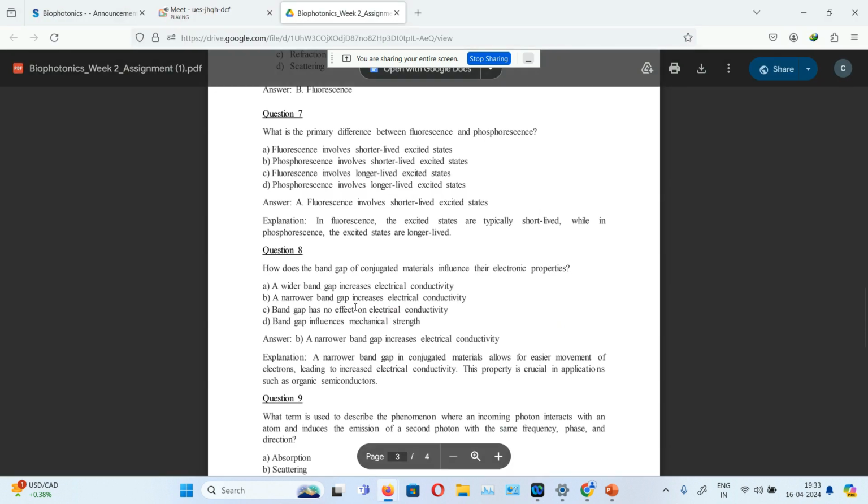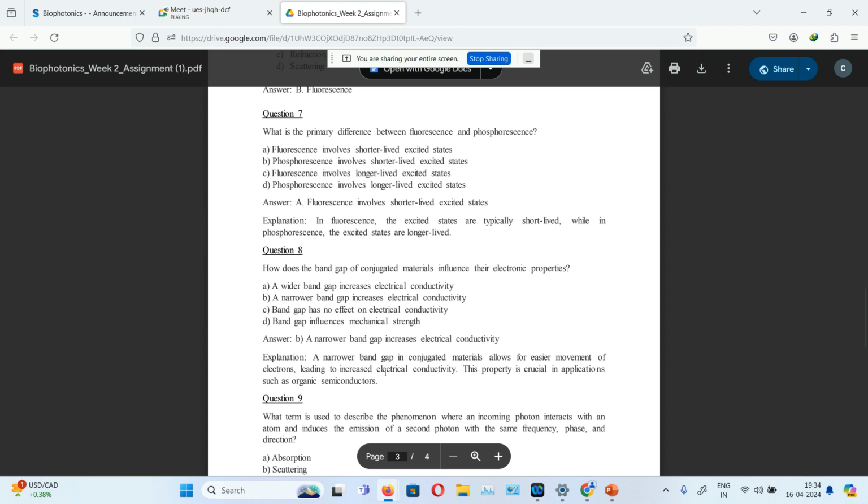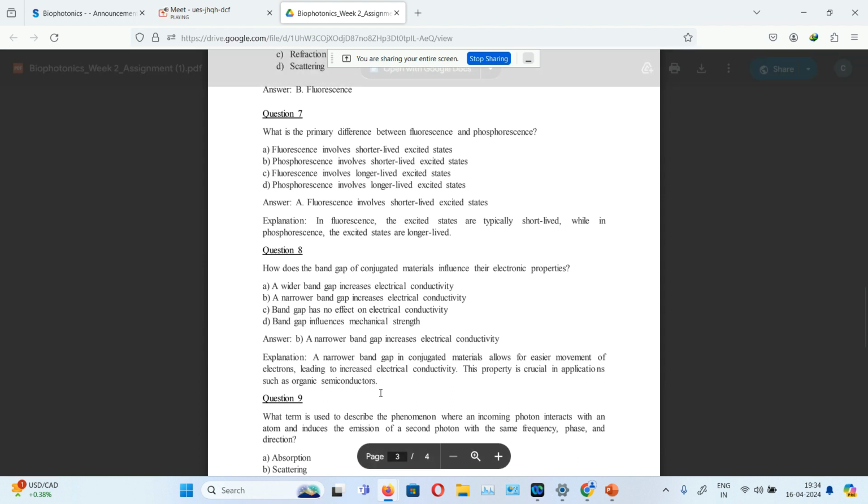Okay. So what happens in the case of a conjugated material? A narrow band gap increases the electrical conductivity. A narrower band gap in conjugated material allows for the easier movement of electrons, leading to increased electrical conductivity. This property is crucial for applications such as organic semiconductors.